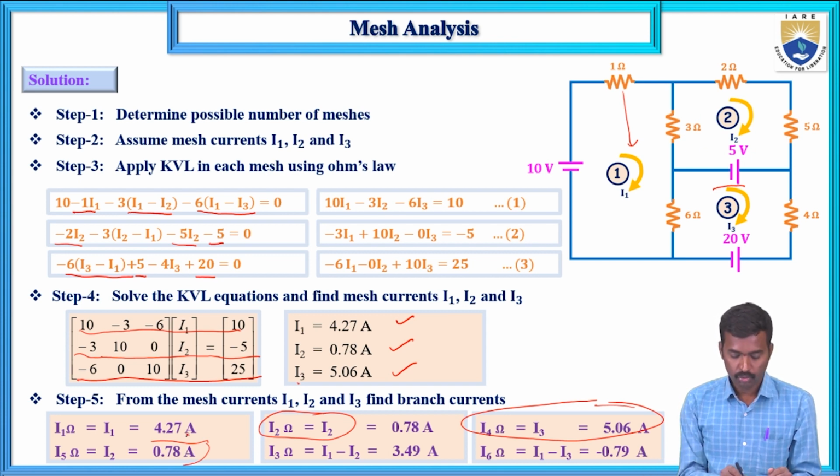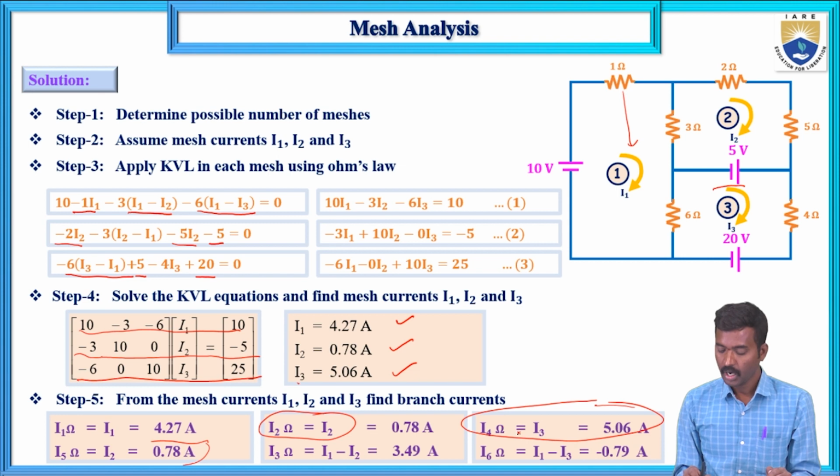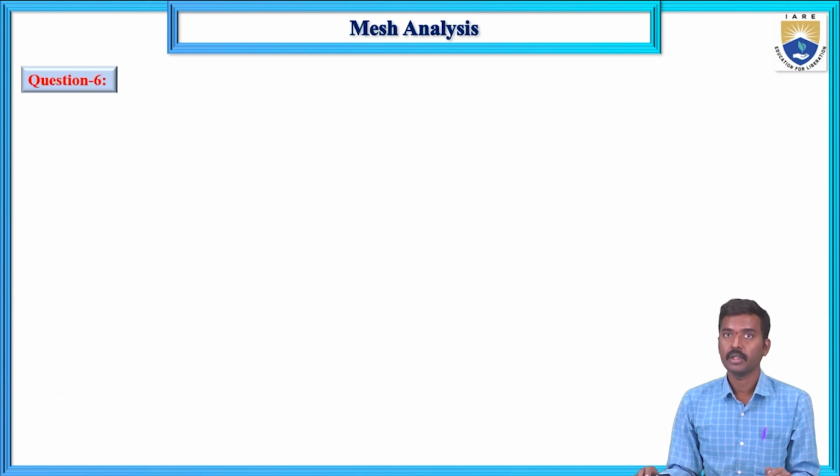So I1 equals 4.27, the 2 ohms resistor current I2 equals 0.78, I4 resistor current equals 5.06, I5 equals 0.78, and I3 equals 3.49, I6 equals minus 0.79.